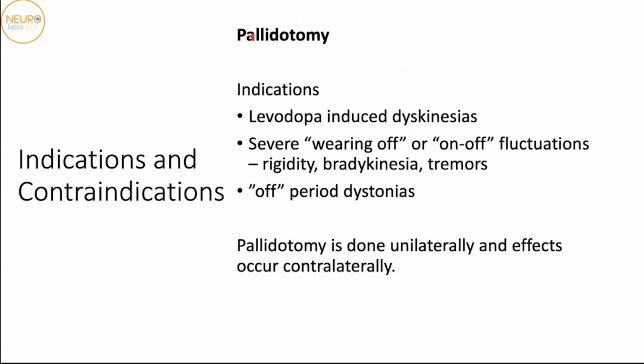Right. So let's discuss when you would consider using a pallidotomy, a subthalamic nucleotomy, or a Vim thalamotomy instead. So with a pallidotomy, the predominant indication is levodopa-induced dyskinesia. As we've seen, GPi stimulation or ablation works very, very well for levodopa-induced dyskinesias. Apart from that, you would also consider it for patients who have severe wearing-off on-off fluctuations, leading to rigidity, bradykinesia, and tremors, and even for patients who have off-period dystonias. So when it comes to GPi, two important things to remember are levodopa-induced dyskinesias and off-period dystonias. Pallidotomy is usually going to be done unilaterally, and the effects of pallidotomy are usually going to be contralateral, but there can also be a very small amount of ipsilateral effects.